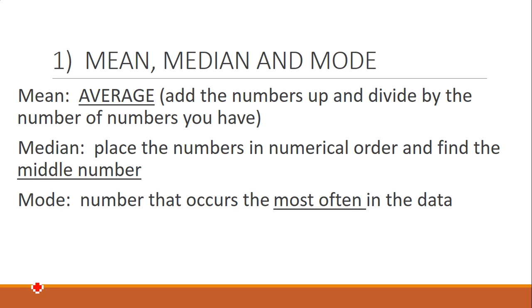But please remember that the mean is really just the average of numbers, and that means you add them all up and divide by however many there are. It's easy to find a test average. I add all of your test grades together and divide by however many test grades we have. The median is a little different. You place the numbers in numerical order and then find the middle number. So it has nothing to do with adding anybody together and dividing. You're just going to place the numbers in order and determine which one is in the actual middle. And then the mode is the number that occurs the most often in the data. So the one that just keeps occurring over and over, that would be considered the mode.